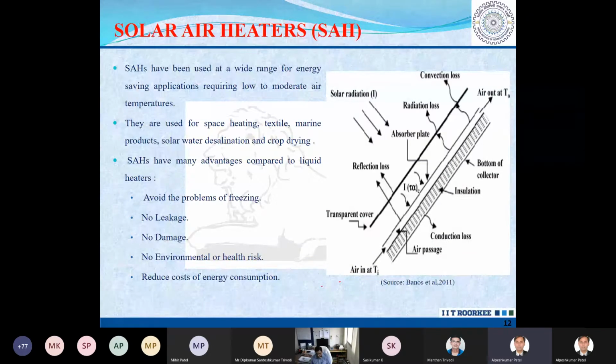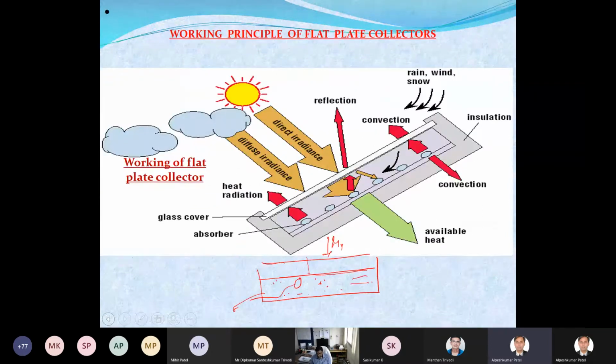So in this case, let me tell you what the scope is, because you are all academicians. If you want to work in this area of solar thermal applications or utilization, there is scope in solar air heaters. In the solar air heater, the construction is exactly similar to the hot water system or liquid heater.